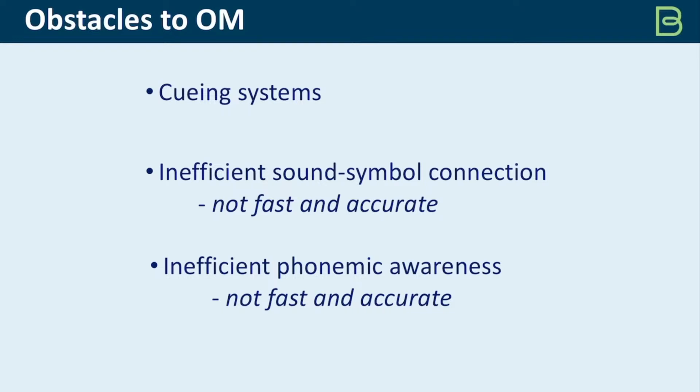We also need to make sure students have efficient phonemic awareness. If they're not fast and accurate with their phonemic awareness skills, that is going to get in the way of orthographic mapping for them. So while many children naturally develop phonemic awareness skills that are necessary for orthographic mapping, some children need direct instruction. And we know phoneme skills are needed for decoding words, but we also need to realize that they're necessary for remembering the words that we read.